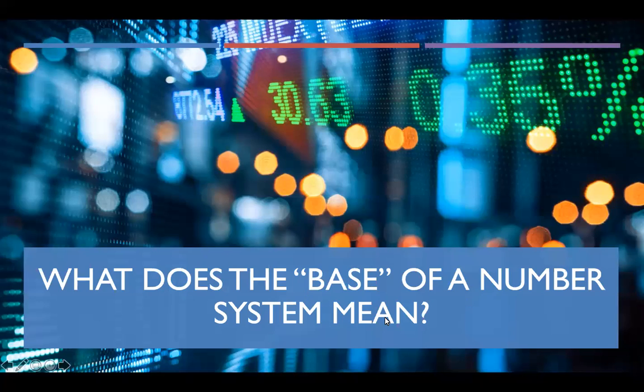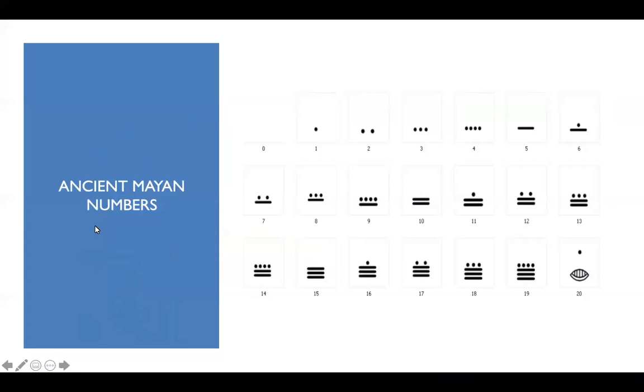What does the base of a number system mean? It means the number of symbols it has and how you regroup in that base for those new place values. So base 10 regroups in sets of 10. Base 2 regroups in sets of 2. Base 16 is going to regroup in sets of 16. That's a hexadecimal system.